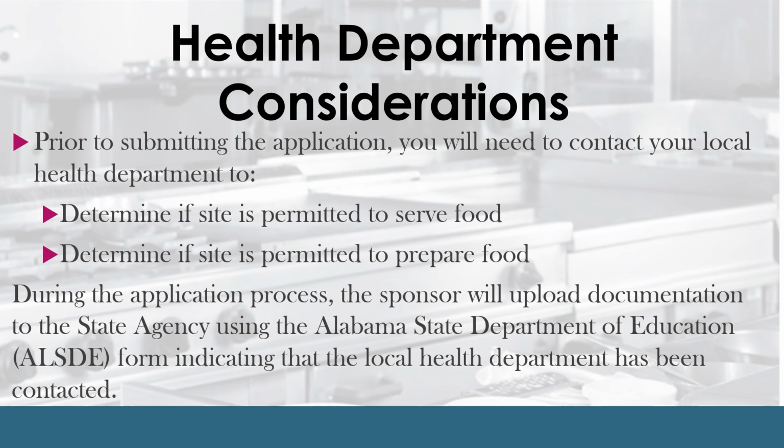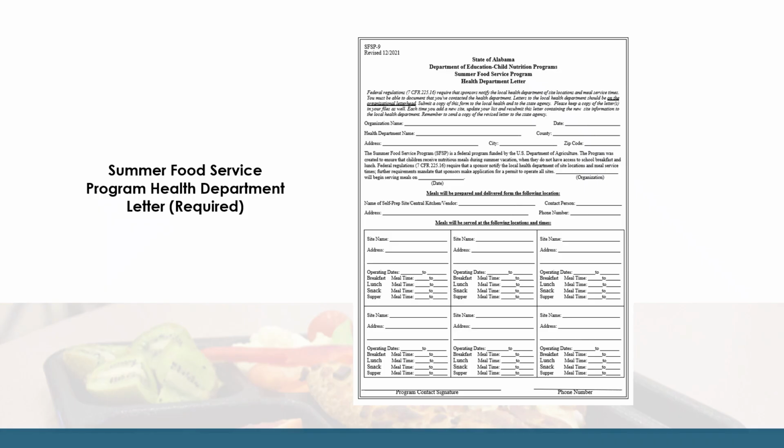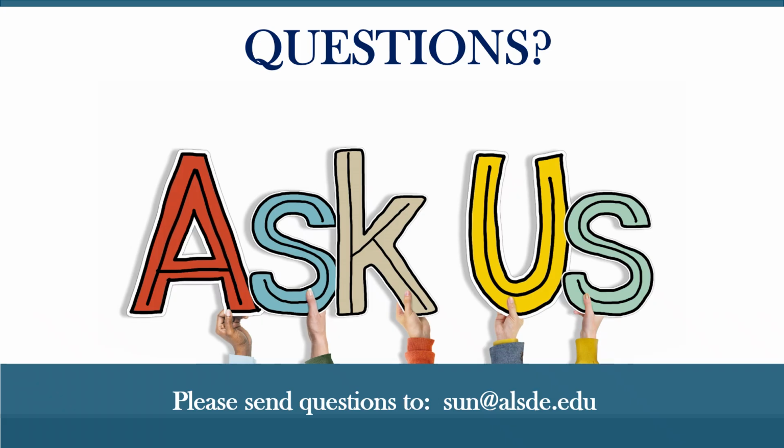Health Department considerations. Prior to submitting the application, you will need to contact your local health department to determine if the site is permitted to serve food and to determine if the site is permitted to prepare food. During the application process, the sponsor will upload documentation to the state agency using the Alabama State Department of Education ALSDE form indicating that the local health department has been contacted. And a copy of that form looks like this in this slide. It is the Summer Food Service Program Health Department letter. And that letter is also available in the Break for the Plate.